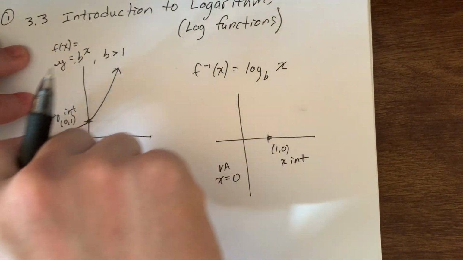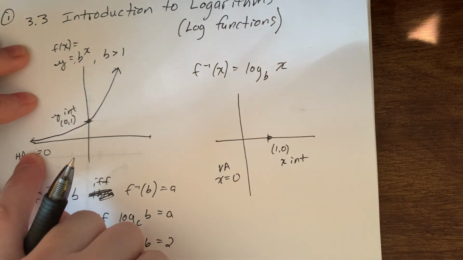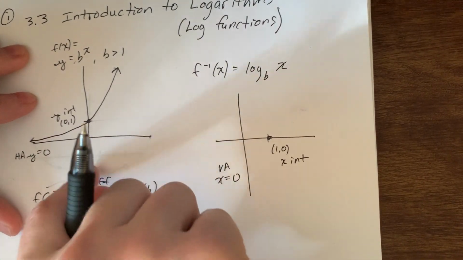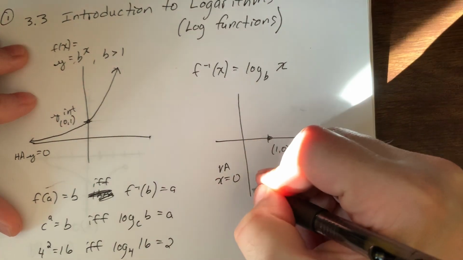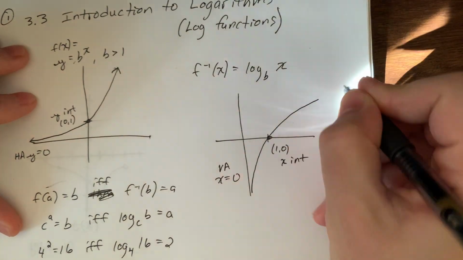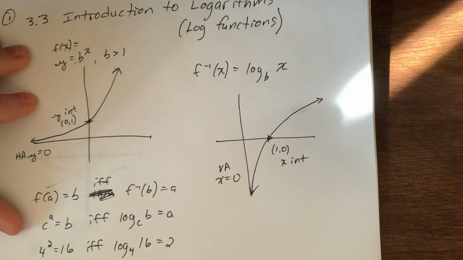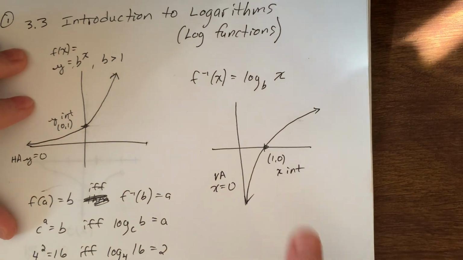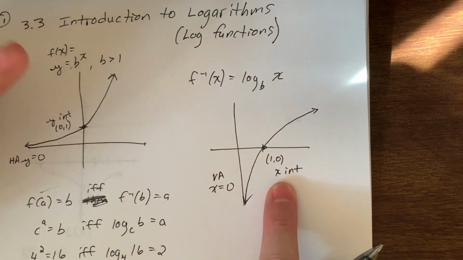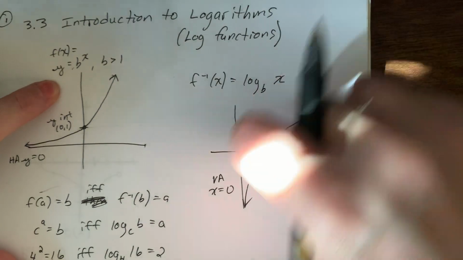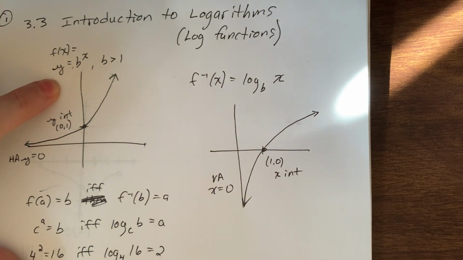So that this part that used to approach the x-axis here would now be approaching the y-axis here. And we'd end up with something like this. This graph is the flip of this graph across the line y equals x.